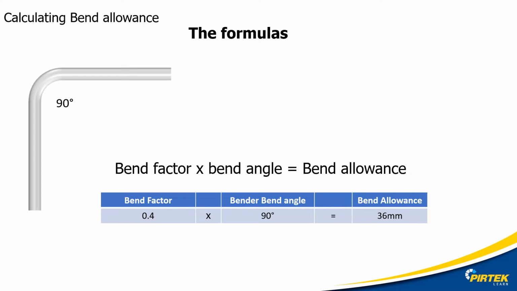Let's have a look at this example. Bend factor of 0.4 times the 90-degree bend on the tube, and the bend allowance is 36 millimeters. So we have to add 36 millimeters to that length to get the correct dimensions.